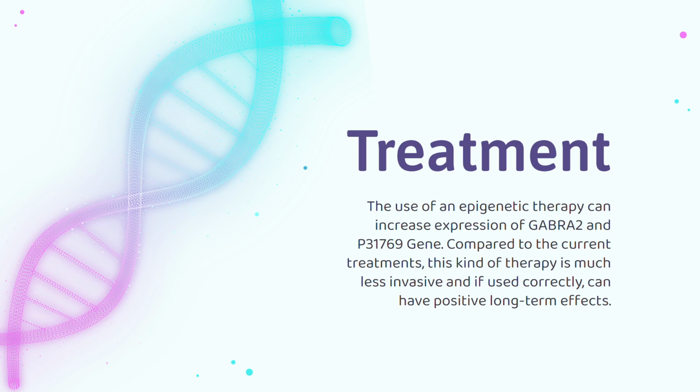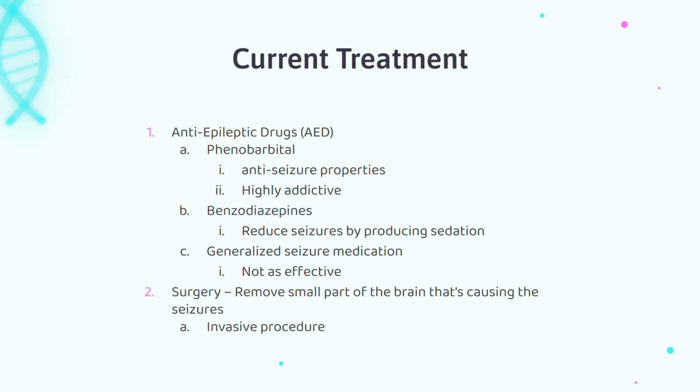Now, the use of an epigenetic therapy can increase expressions of GABA2 and P31769 gene. Compared to the current treatments, this kind of therapy is much less invasive, and if used correctly, can have very positive long-term effects. Now, currently, treatments for epilepsy include several options, and while these may be effective, they can have harmful side effects. The first group is anti-epileptic drugs. We have phenobarbital, which has really great anti-seizure properties, but the problem is that it's highly addictive, and this is already on the market for epilepsy and seizures.